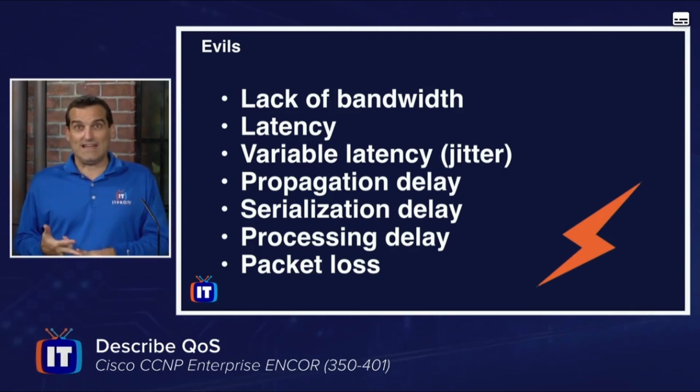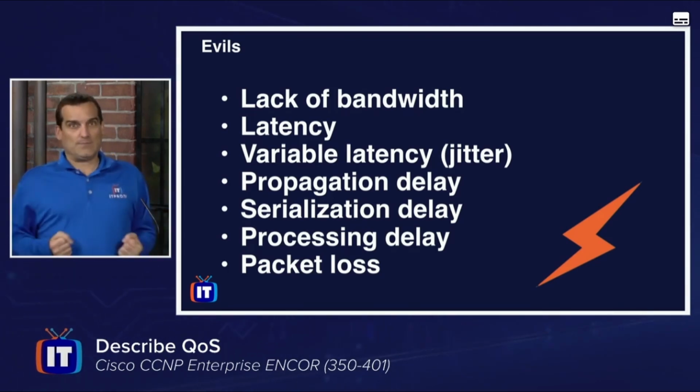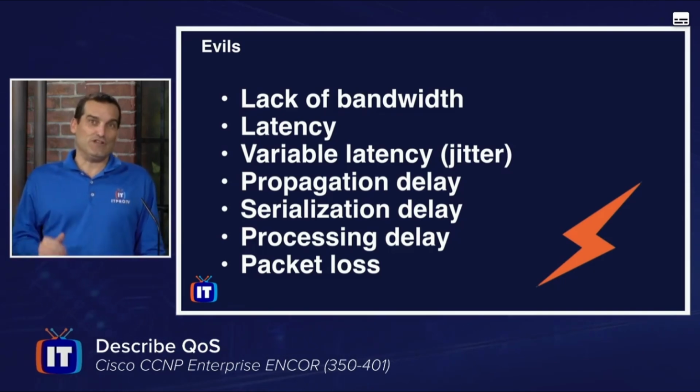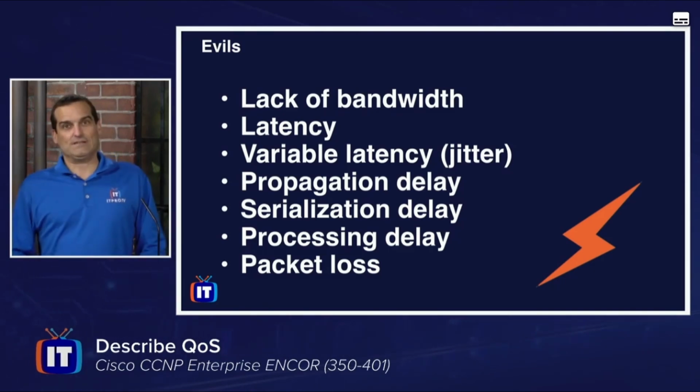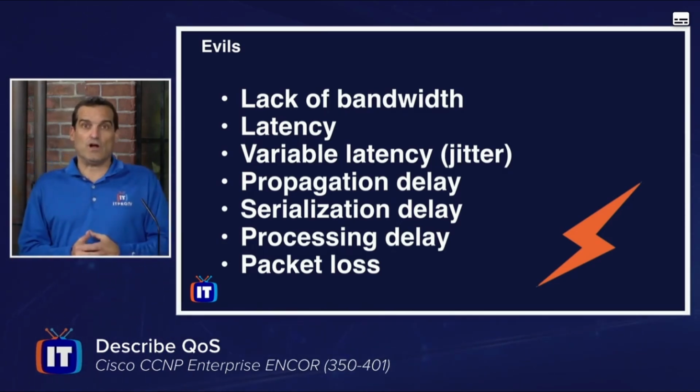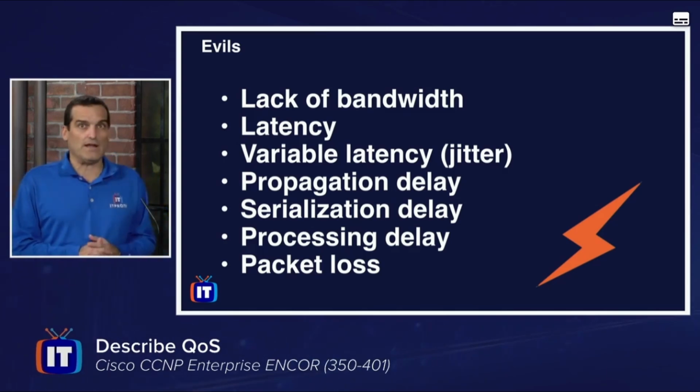We have delay called latency. Ronnie brought up the great one. This is the ultimate evil. Well, there's 2 that are the ultimate evils. Variation in latency, that's called jitter, and packet loss. Those are a nightmare for a lot of different forms of traffic, Ronnie.